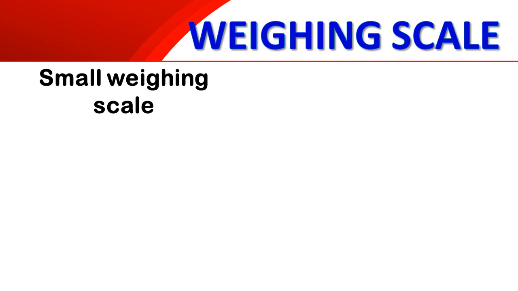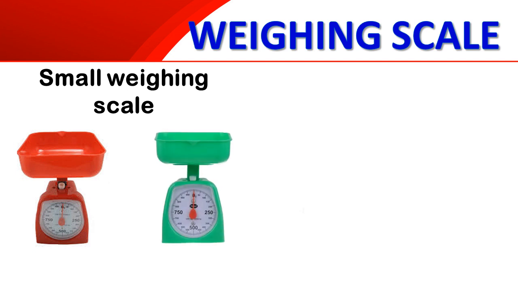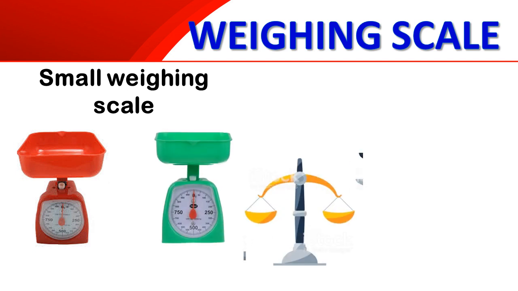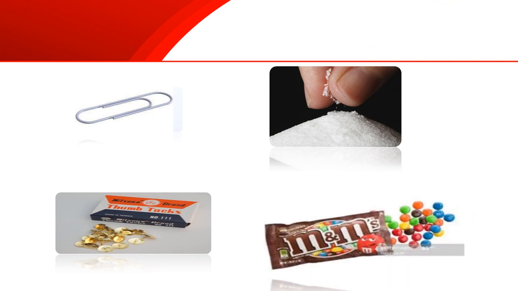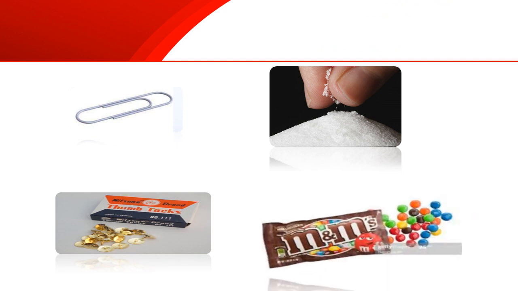Like this example, we have a small weighing scale. Here are examples of small weighing scales. We use this weighing scale when we measure the weight of light objects. For example, the weight of this paper clip, a thumbtack, a pinch of salt, or other cooking ingredients, and chocolates, and many more.